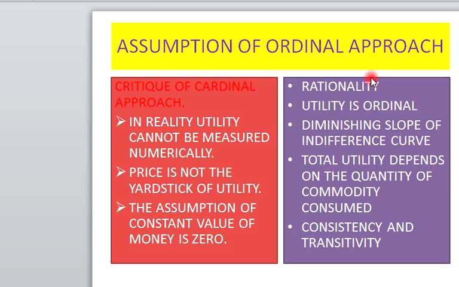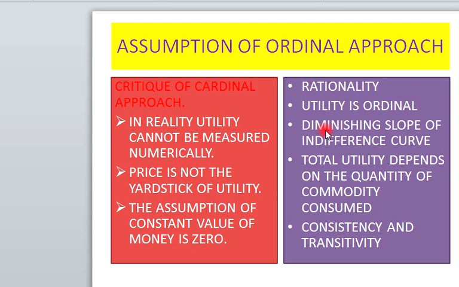Let's now go to the assumptions of the ordinal approach. First, rationality. Ordinalists believe that consumers are rational, that they think deeply, trying to get higher satisfaction from the commodities they consume. Number 2, the ordinalists believe that utility is ordinal, that it can only be ranked.